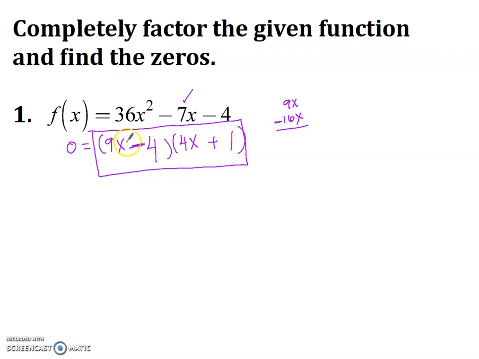And then to get the zeros, you just set each factor equal to 0. I don't usually write this out, but you're doing 9x minus 4 equals 0 and 4x plus 1 equals 0. What they mean by find the zeros is they mean find the x values that make the function equal to 0. So to get my zeros, I would just add 4 and then divide by 9. That would give me 4/9 for the first one. Here I would subtract 1, divide by 4, and that would give me negative 1/4.